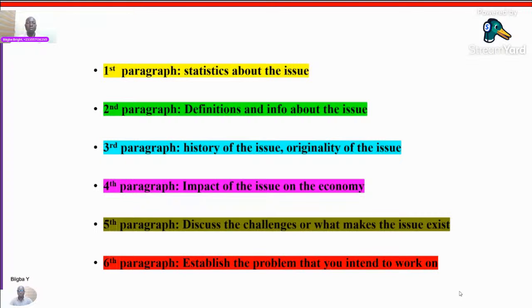Second, tell us the information about this particular issue. That's where definitions and overview information about the issue exist. Number 3, or paragraph 3, the history of the issue or the originality of the issue. How did the issue come about? I mean, from where? How? Then establish the originality, how it is. Now, paragraph 4, impact of the issue on the economy.